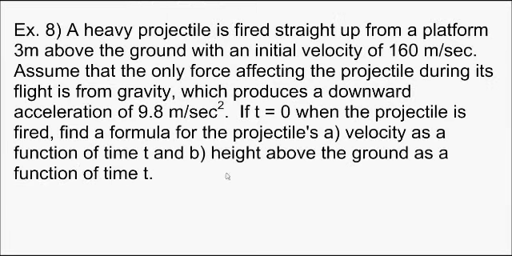Okay, example 8. A heavy projectile is fired straight up from a platform 3 meters above the ground with an initial velocity of 160 meters per second. Assume that the only force affecting the projectile during its flight is from gravity, which produces a downward acceleration of 9.8 meters per second squared. If t equals 0 when the projectile is fired, find a formula for the projectile's velocity as a function of time t and height above the ground as a function of time t.